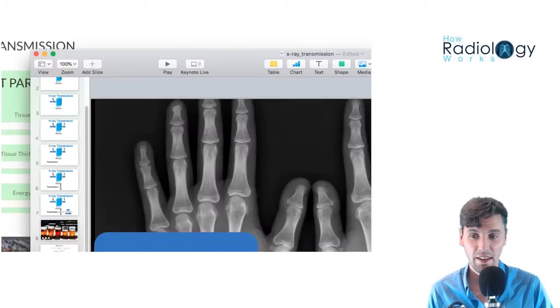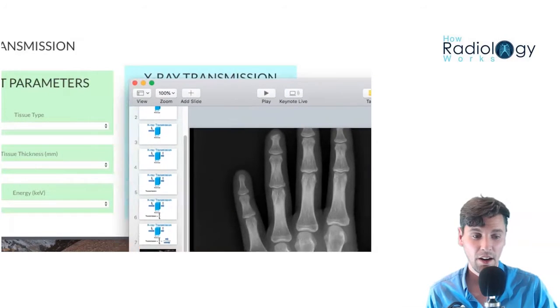And this is an X-ray calculator. We have several calculators at howradiologyworks.com. So if you go to the top of the page and click on the Rad Calcs button, and then the little button for X-ray attenuation, you can get to this website right here.